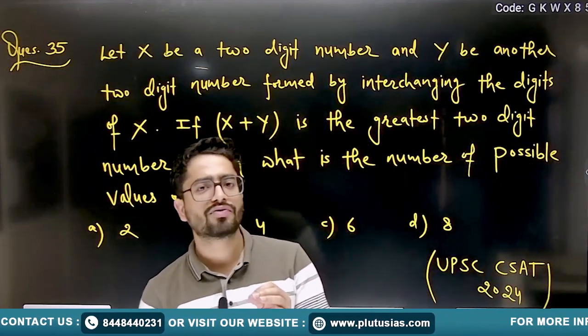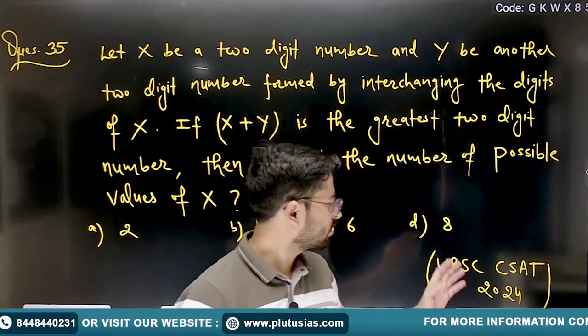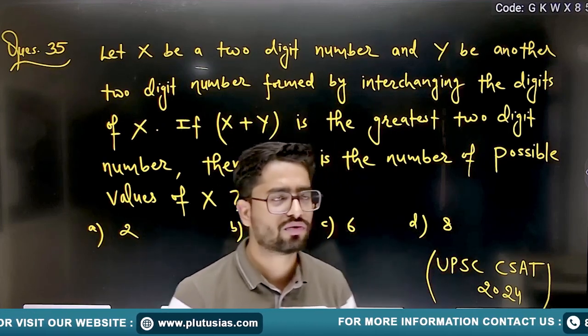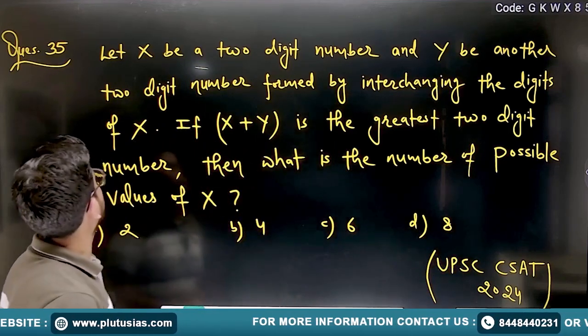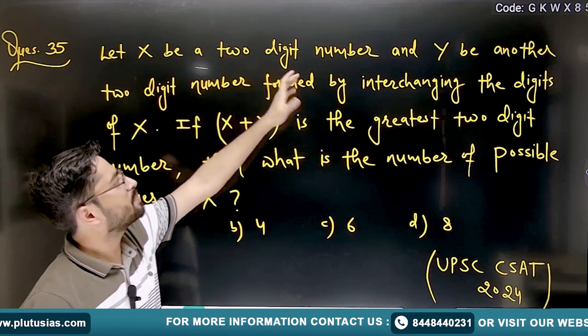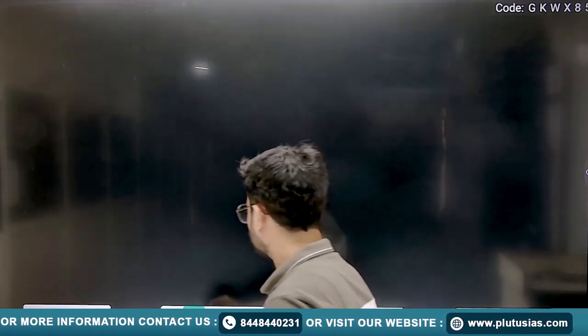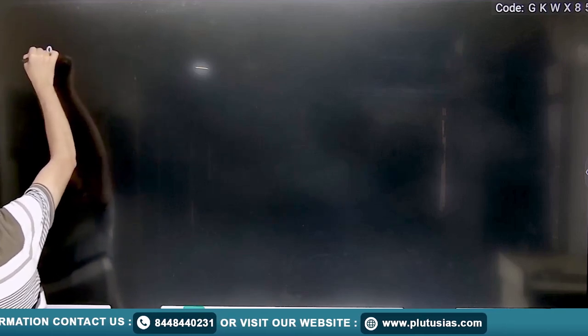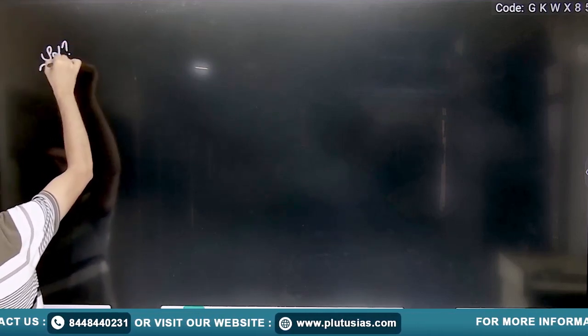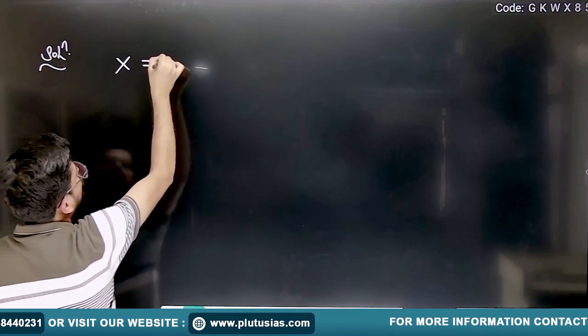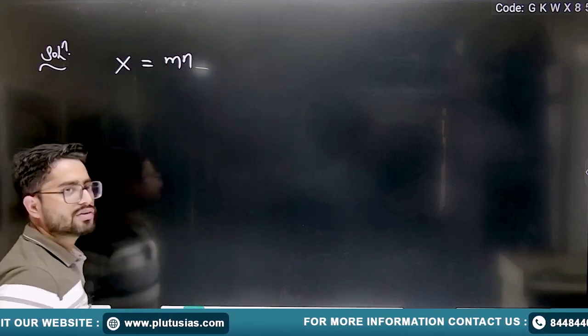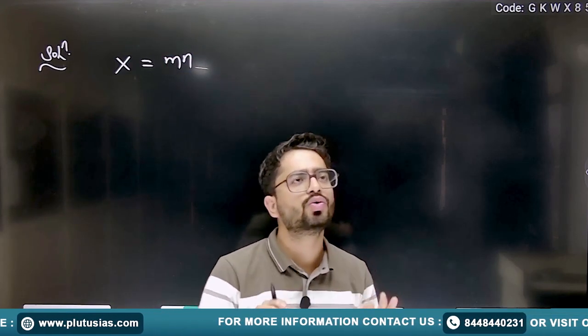Next is question 35 from your paper again, UPSC CSAT 2024. Now read this question. Question says x be any two digit number. So you can write your two digit number like this. X is a two digit number, m n. You can say m and n are two digits.